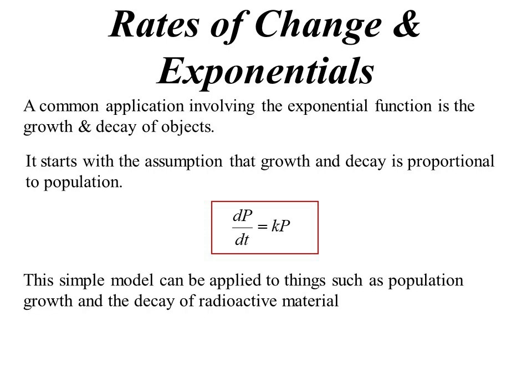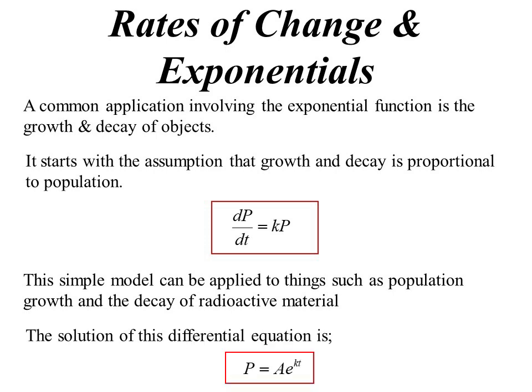Now, that model we can apply to all sorts of things. Growth and decay. Radioactivity, a very common one that they use it for, working out half-lives and things like that. Now, at this stage, we don't know how to solve it. So it's okay for us to just quote the solution. And the solution is simply this: the population must equal some constant times e to the power of kt, t being time.